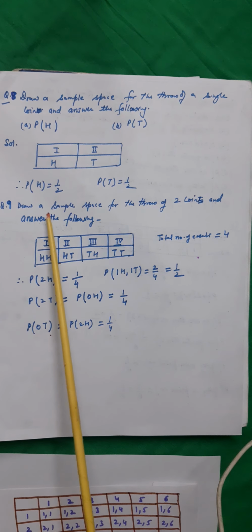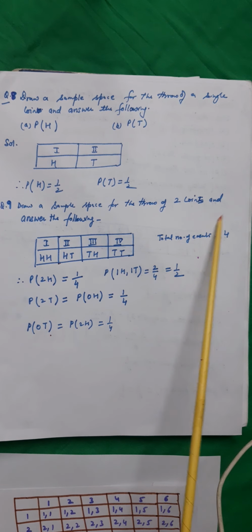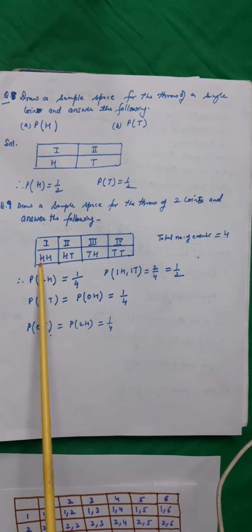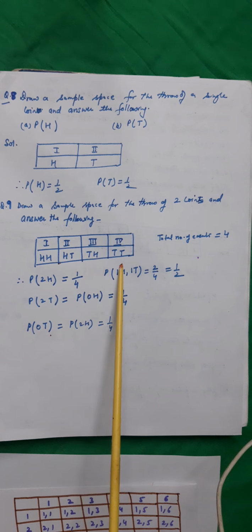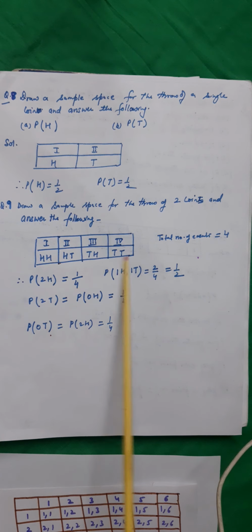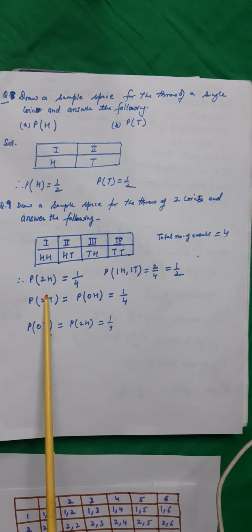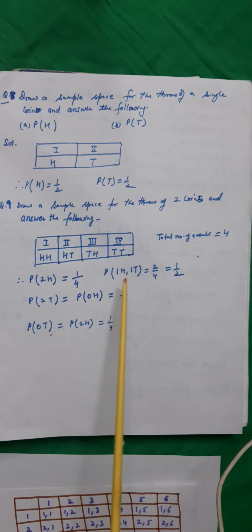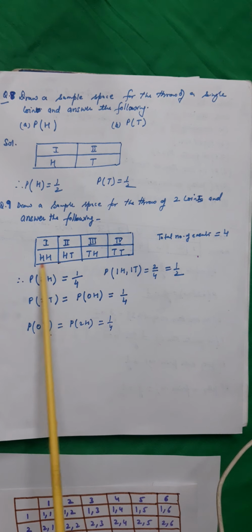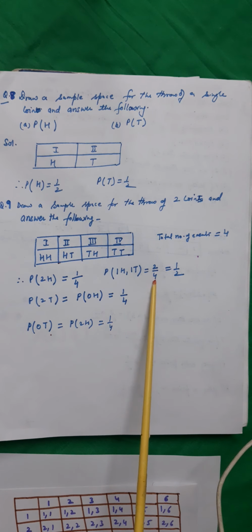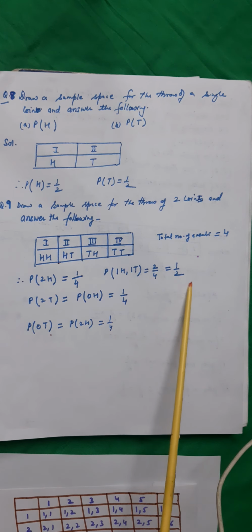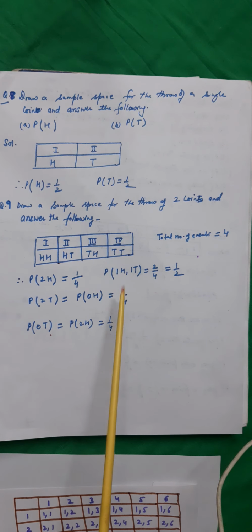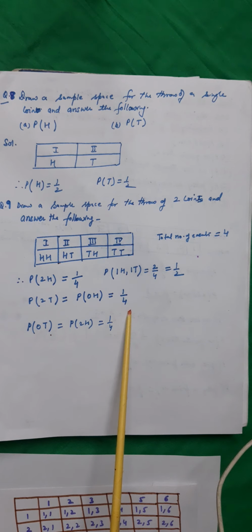Question number 9. Draw a sample space for the throw of 2 coins and answer the following. Now for the throw of 2 coins, we have HH, HT, TH and TT. Total number of events are 4. So probability of 2 heads will be 1 upon 4. Probability of 1 head and 1 tail, that will be 2 upon 4, which is 1 upon 2. Probability of getting 2 tails, we have only 1 favorable. So this will be 1 upon 4.